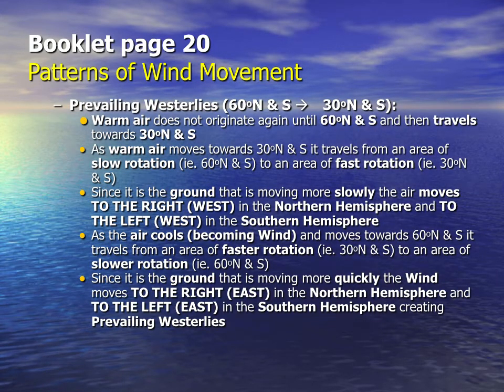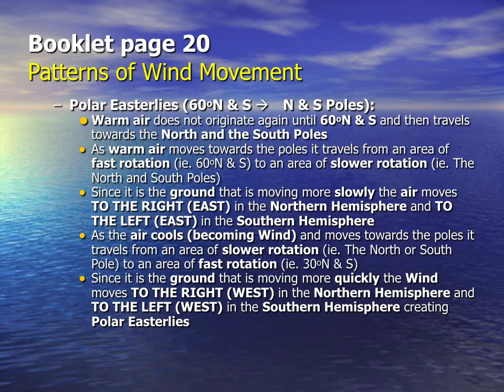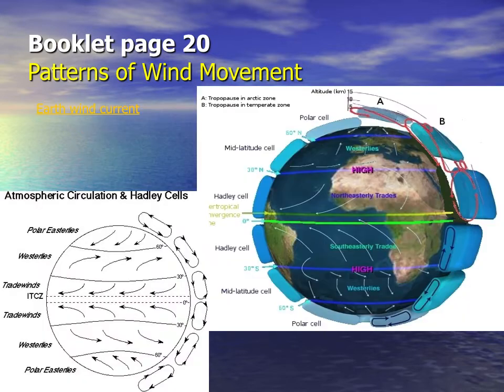We talked about prevailing westerlies, so that's at about the 60th. And then we also have polar easterlies, which were talked about in those videos. So this is in your notes on page 20 if you want to review it, or if you need to access that. But again, I highly recommend watching the videos, because just having that visual makes it so much easier.